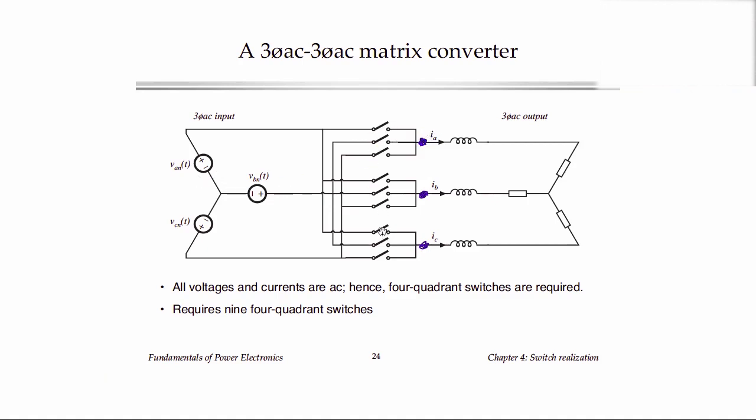These require 4-quadrant switches because the switches have to block the line-to-line AC input voltage, which is AC, and they have to conduct the 3-phase AC output current, which is also AC, so we need the most general type of 4-quadrant switch. This is a pretty interesting converter, but it takes some extended time to understand how to control these switches and synthesize the waveforms, and it can get pretty complicated.